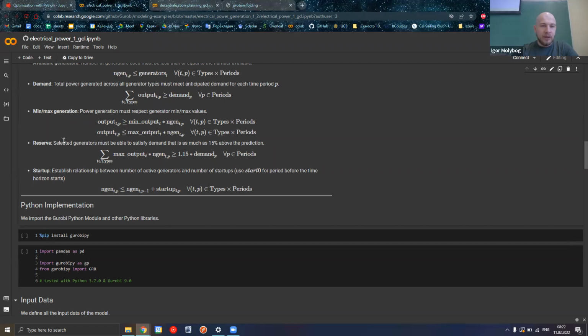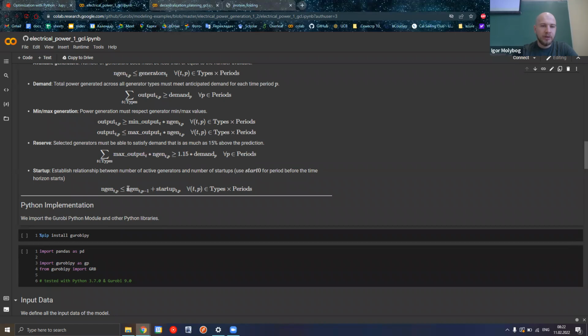Okay, and now the safety constraint that requires us to be able to generate with currently available generators. We have to be able to generate at least 115% of the total predicted demand at period P. So this is 115% of the total demand at period P, and this is the maximum amount of power that we can possibly generate with the generators that are turned on.